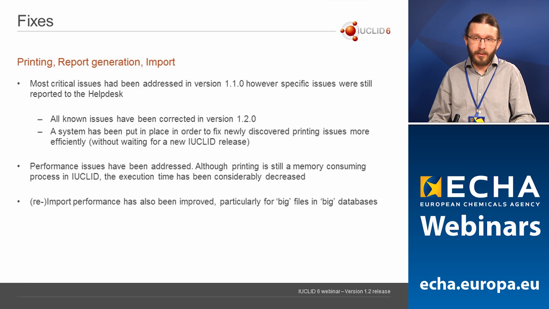We have also worked on the performance of the import of dossiers or data sets from Euclid 5 or from Euclid 6, so it's faster to import data for big files and big databases, so big files containing thousands of documents and big databases of several gigabytes of data.